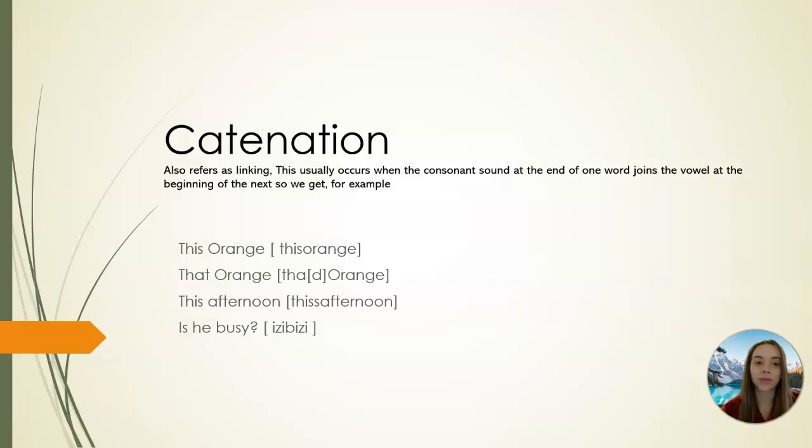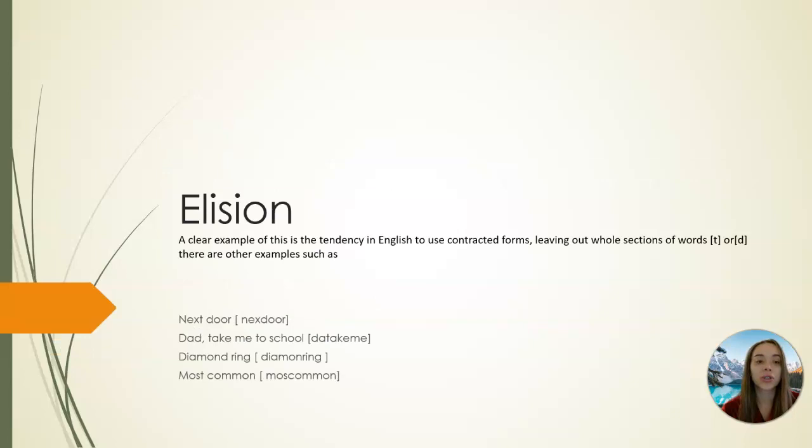Okay, next one. Elision. A clear example of this is the tendency in English to use contracted forms, leaving out whole sections of words. T or D, when they are next to one another, one of those can disappear. So I'll give you some examples.